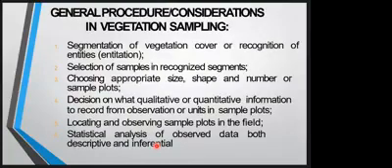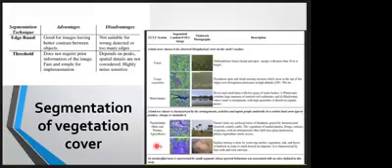So now let's move on to the general procedure or considerations in vegetation sampling. First is segmentation of vegetation cover or recognition of entities. So if we can take a look at this, this is what we call the segmentation of vegetation cover. When we say segmentation, it is the process of dividing a digital image into a number of parts of interest. So basically, it's all about digital images.